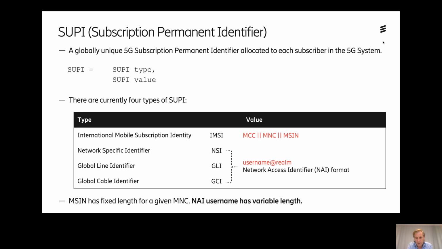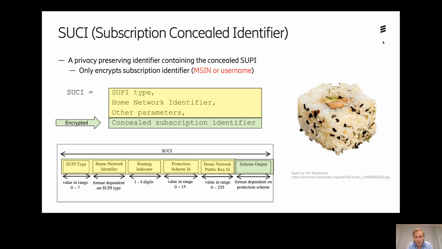You can also use a different SUPI type called a network-specific identifier, or NSI. This has an NAI format, which is a network access identifier, and this typically looks like an email address, so it's a username and a realm. And while the IMSI has a fixed length, the NSI has a variable length, and this is important as we will come to later.